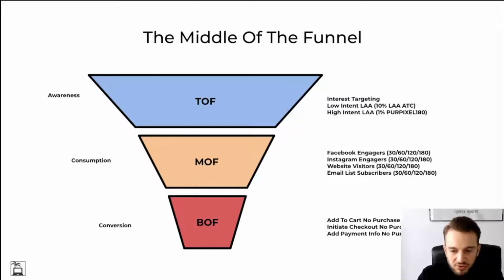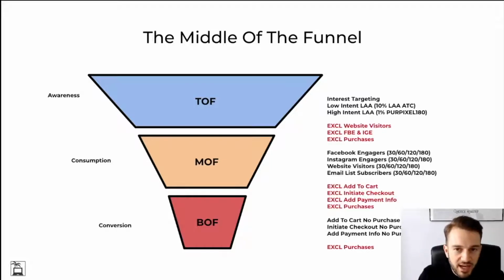The difference between, for example, add payment info and add to cart: if someone's added payment info, then they are much warmer than someone that has added to cart. However, the number of people that have added payment info will probably be much smaller than the audience that has added to cart, because more people are likely to add to cart than to actually add their payment info. So you need to find the balance between quantity and quality there, and usually I will start with add to cart in the last 30 days. So that is the funnel in its entirety, basically.